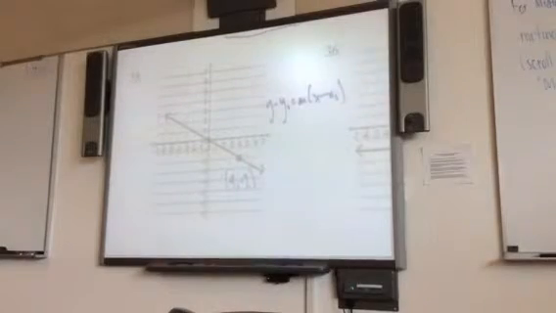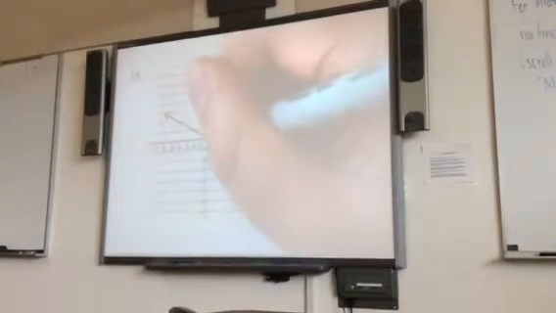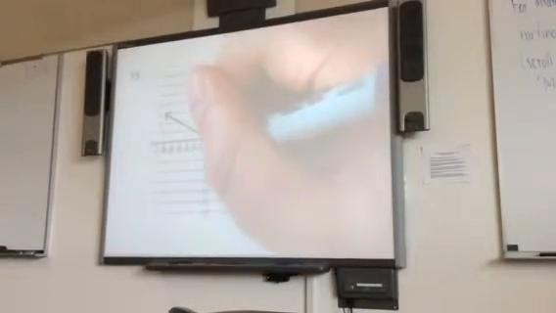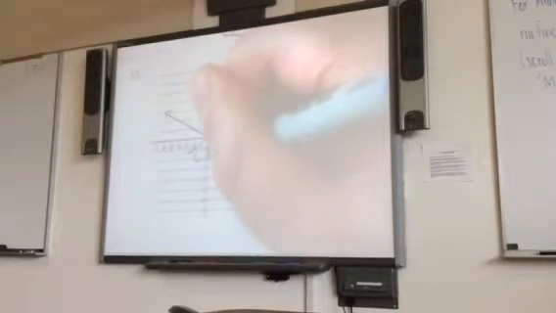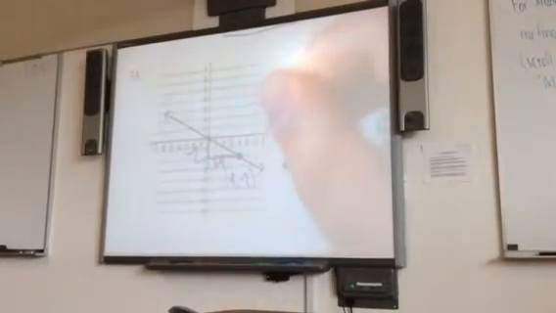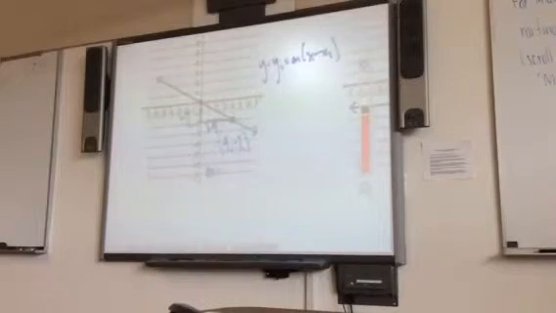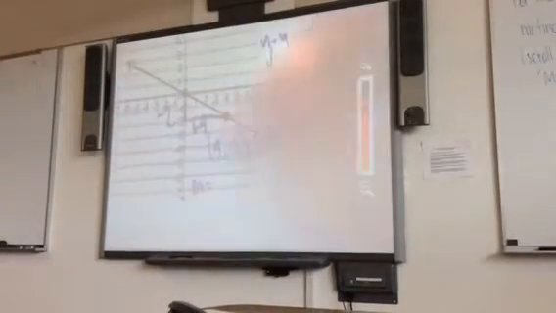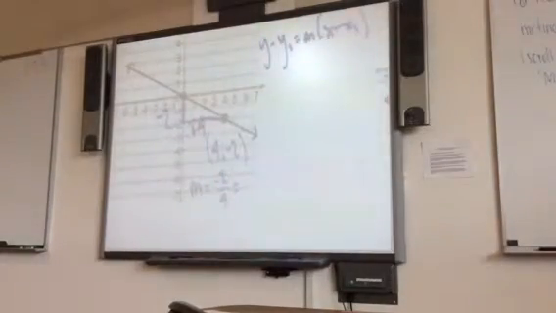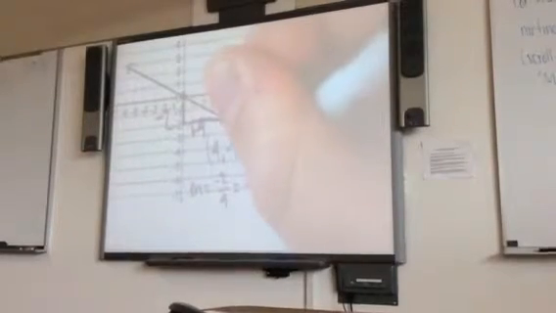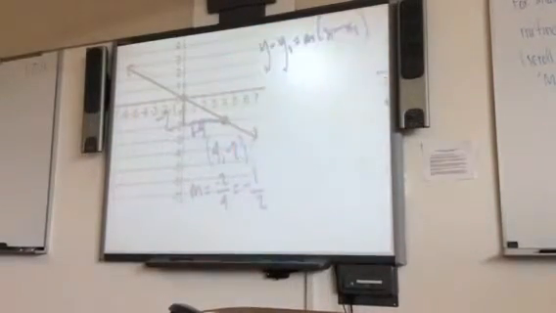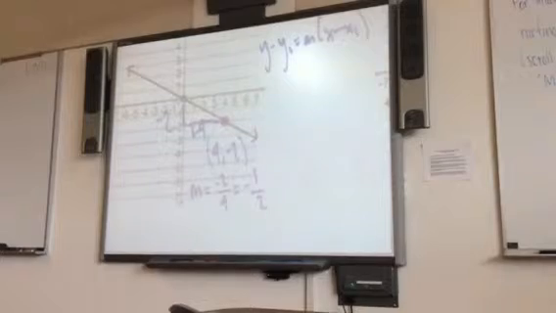Let's figure out the slope from this one to this one. It looks like we're going down 2, and right 4. So our slope m is negative 2 over positive 4, which we can simplify to negative 1 over 2. So our slope is negative 1 over 2.